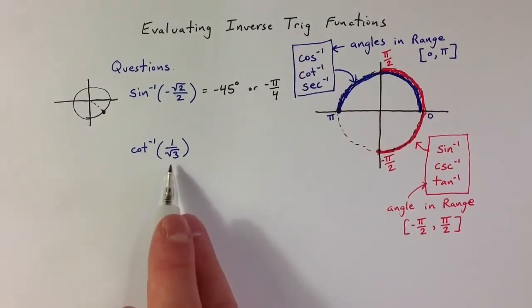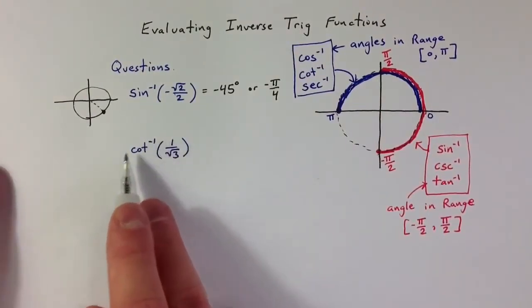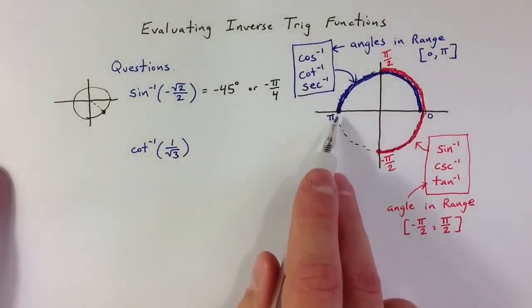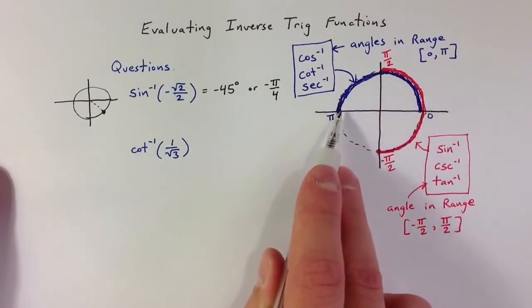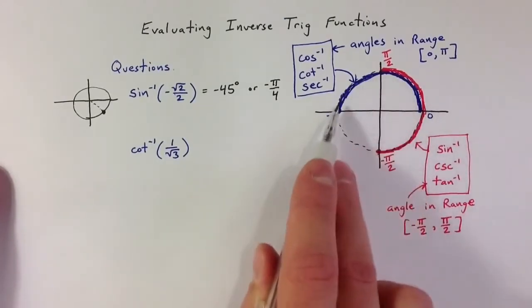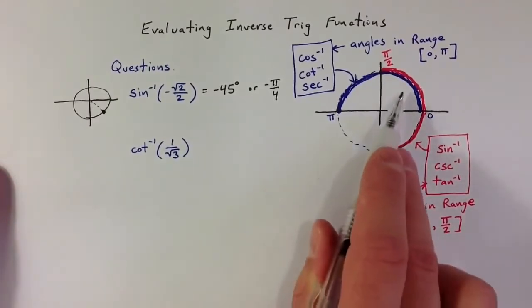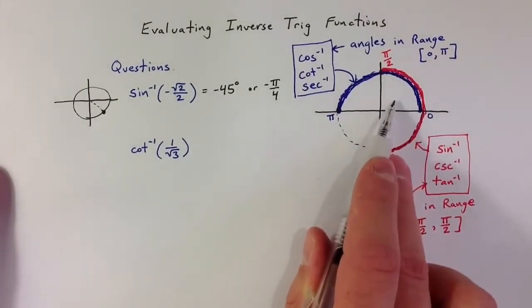For cotangent, things are a little bit more complicated. So it's a positive cotangent ratio. I know that the answer for cotangent has to be between 0 and pi in terms of radians, between 0 and 180 degrees. And because it's a positive ratio, I know it's going to be in quadrant 1 somewhere.